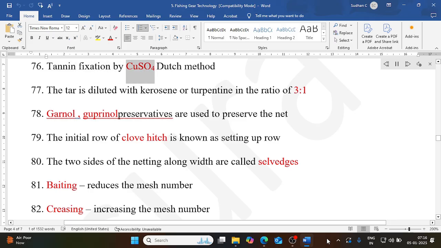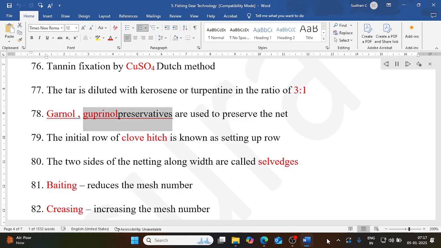Tannin fixation by CuSO4 is the Dutch method. The tar is diluted with kerosene or turpentine in the ratio of 3:1. Ganol and Cuprinol preservatives are used to preserve the net.